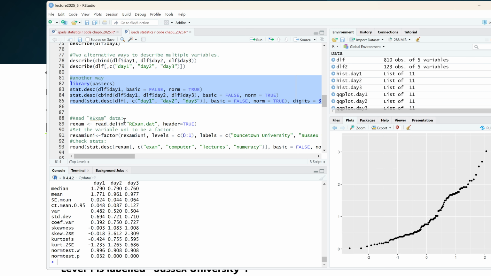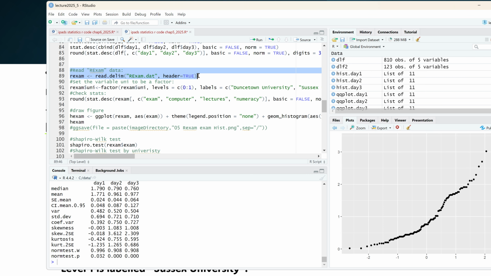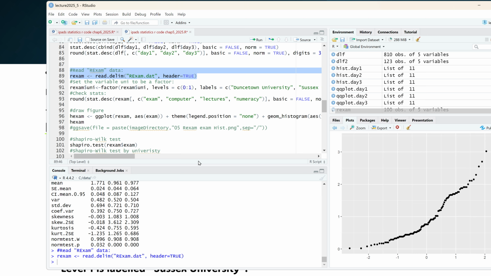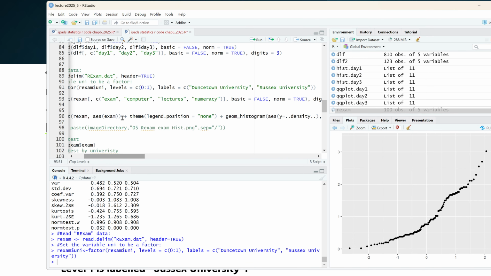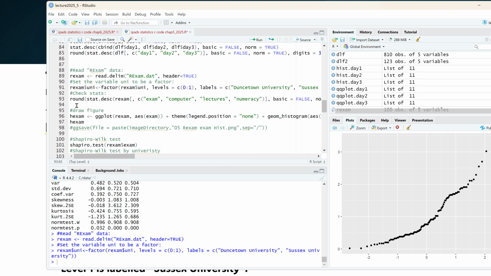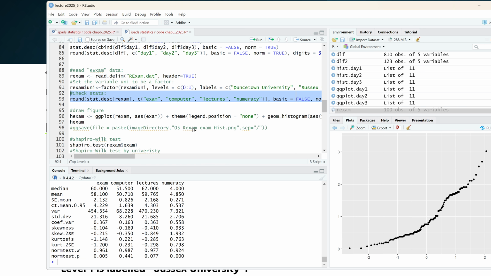Okay, we can check the R command. Import the dataset and check the statistics like this. We use stat.desc and round, as in the PowerPoint, and the variables are exam, computer, lectures, numeracy. Run. Then we get the result like this.